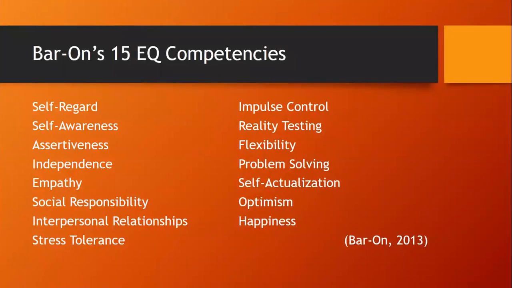So, Bar-On has 15 emotional competencies that we've been covering over the past several weeks. The other competencies we've covered are self-regard, self-awareness, empathy, social responsibility, stress tolerance, impulse control. Today we're going to be tackling 3 of them: reality testing, flexibility, and problem solving. To get through all 3, we're going to have to hustle.